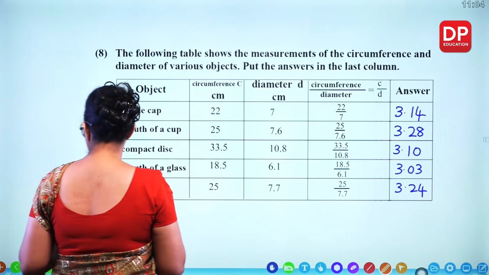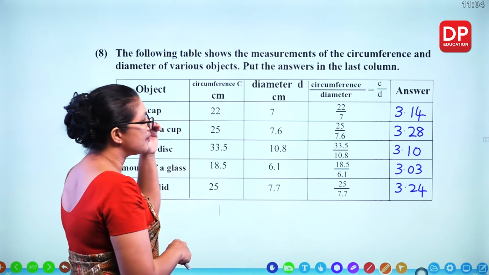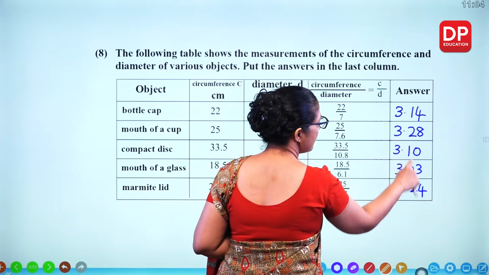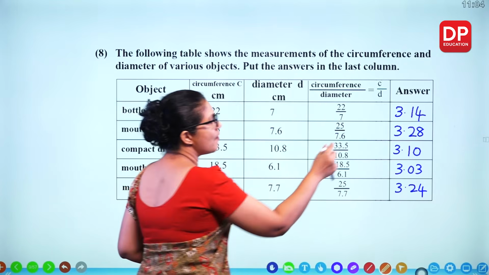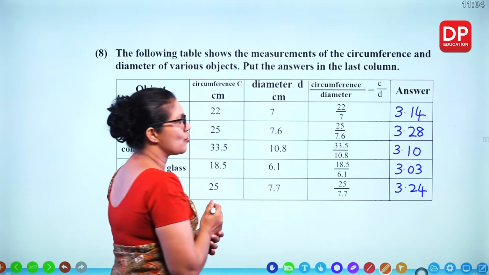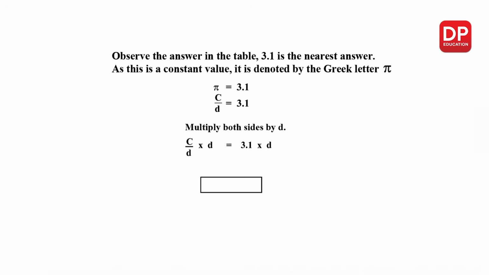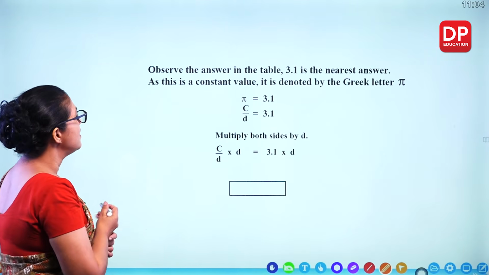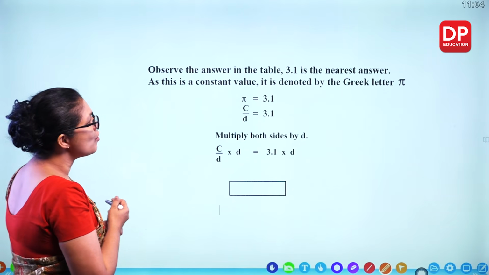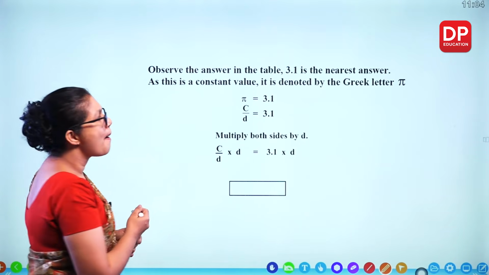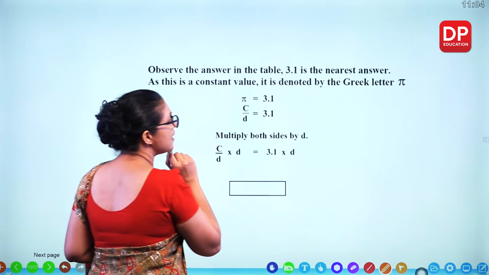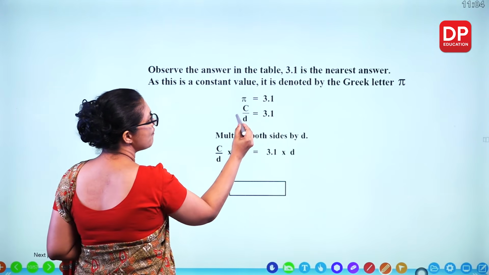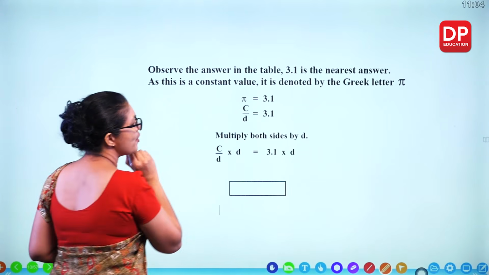Now, when you take the measurements like this, we can take 3.1 as the rough value for this ratio. So observe the answers in the table. 3.1 is the nearest answer. As this is a constant value, it is denoted by the Greek letter pi. So pi we will take as 3.1. So we found out circumference divided by the diameter is 3.1.